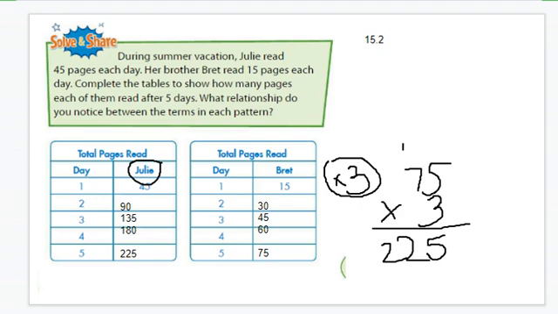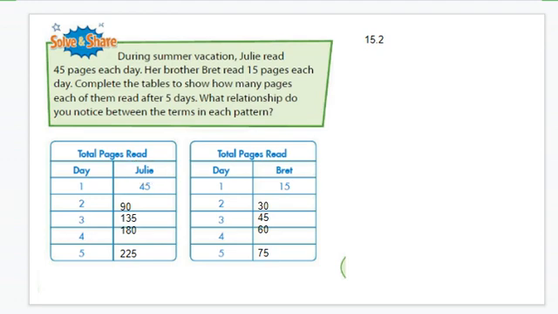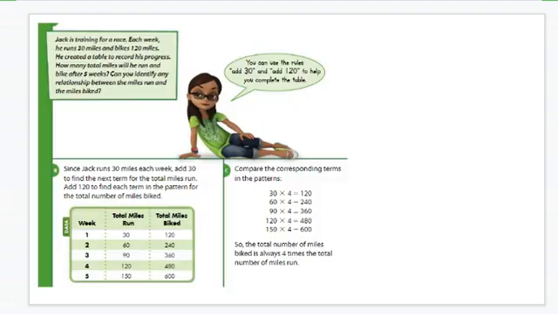All right, let's look at some more examples. All right, so Jack is training for a race. Each week he runs 30 miles and bikes 120 miles. He created a table to record his progress. How many total miles will he run and bike after 5 weeks? Can you identify any relationship between the miles run and the miles biked?